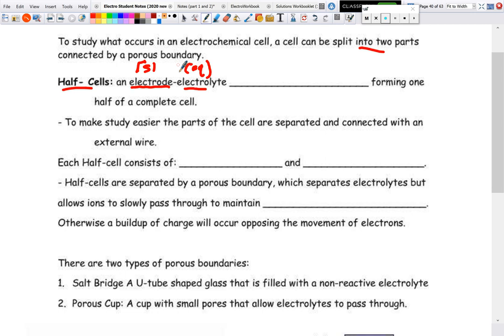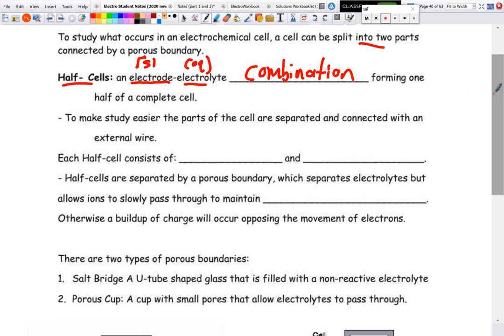So half cells, an electrode and electrolyte combination, forming one half of a complete cell. This makes it easier to study the parts of the cell, just like when we studied half reactions. Each half cell consists of electrode and electrolyte, and they need to be separated by a porous boundary.